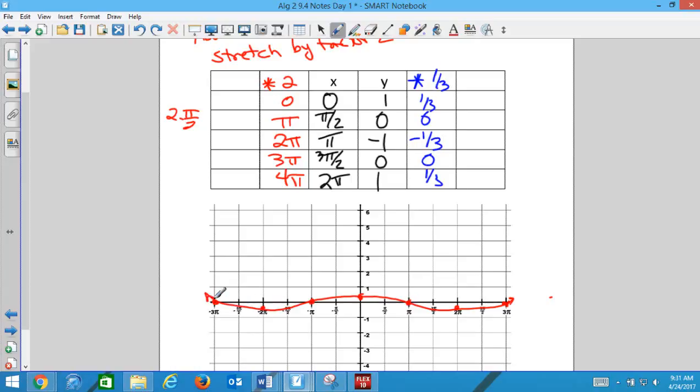So this one was definitely a vertical shrink, and it's stretched out horizontally. What would be the period? 4 pi. Yeah, 4 pi, and then our amplitude is 1/3.